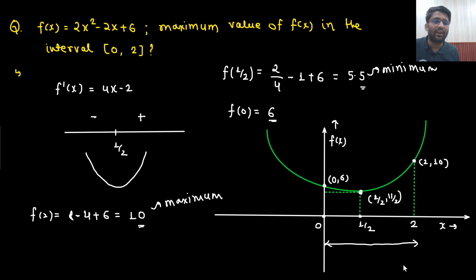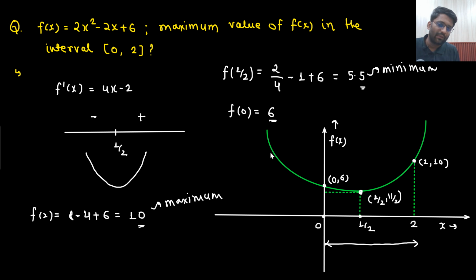Right? What if they would have asked from minus 3 to 2? Let's just say the given interval was from minus 3 to 2. So, what would you have done? Minus 3 to 2. Now, here will be your minus 3, no? Minus 3 will be somewhere here. Now, sir, what is the value at minus 3? That we don't know. What is the value at minus 3?